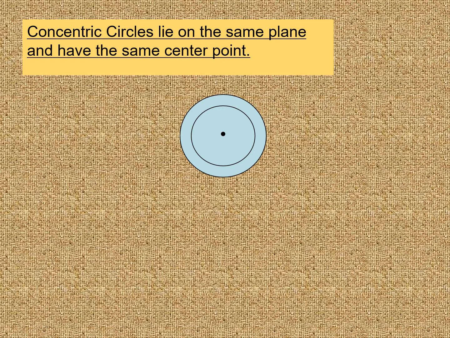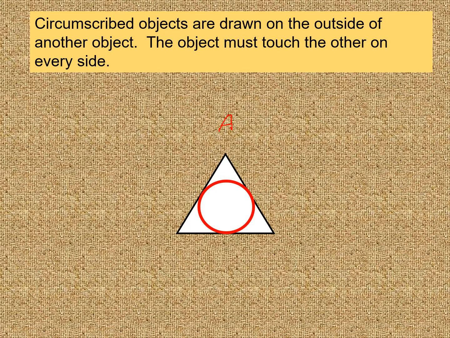All right, concentric circles are one circle inside of another. So if this was a circle A, they would both technically be called circle A, but it's more about they have a lot of the same features. So they have the same center point, just like a target would.